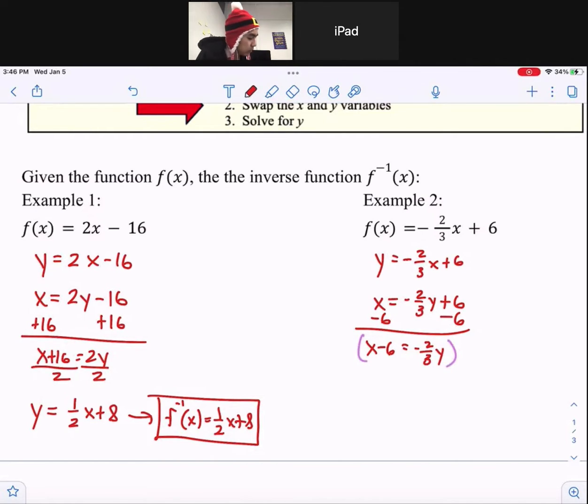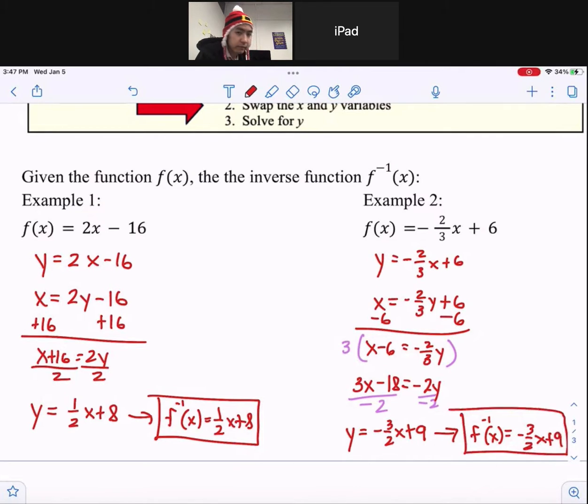So what we're going to do is multiply the whole thing by 3. Whatever the denominator is, just multiply the whole thing by the denominator, because once you distribute this, 3 times x is 3x, 3 times negative 6 is negative 18. 3 times negative 2/3 y, multiplying by 3 and dividing by 3 cancels, so you're just left with negative 2y. And then divide both sides by negative 2. So y is going to equal negative 3 over 2 x plus 9, you guys, and that is our inverse function.